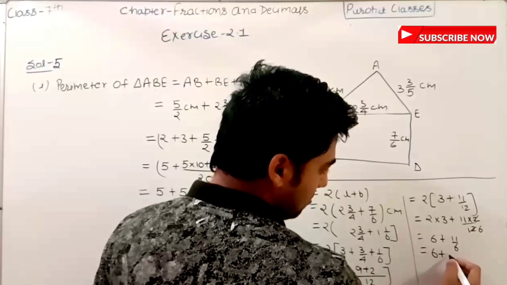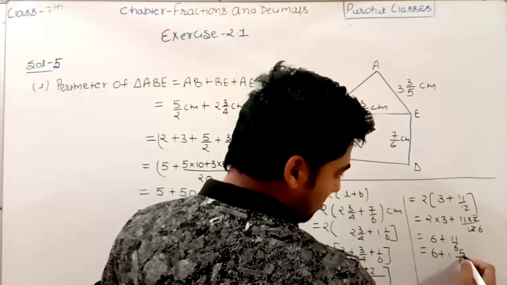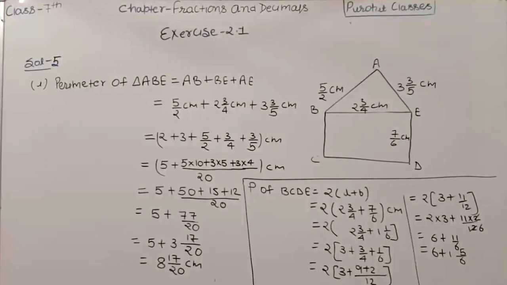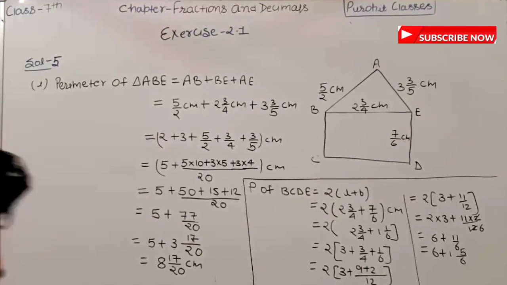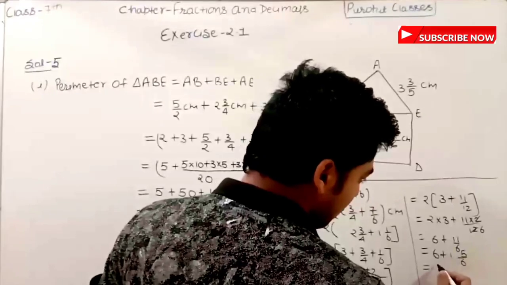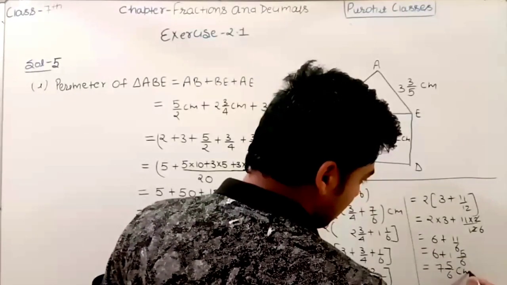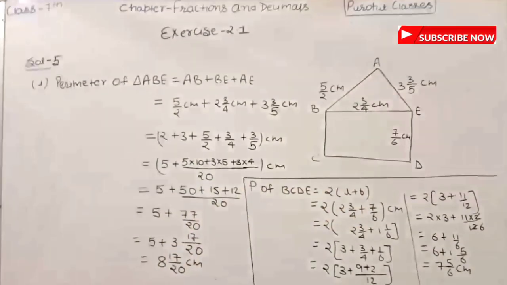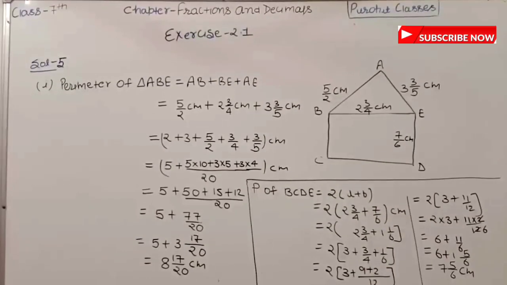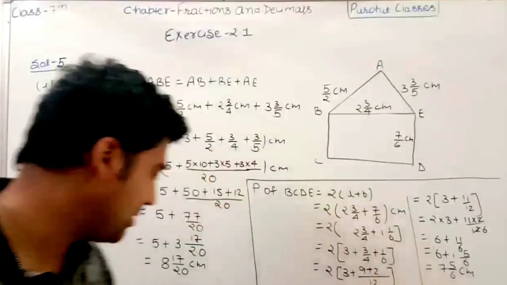So this will be 6 plus 1 whole 5 by 6. Is it visible up to there? So this will be 6 plus 1 will become 7, 7 whole 5 by 6 centimeter. Is it visible? 7 whole 5 by 6. Understood? Okay, so this is the perimeter of this one, and this is the perimeter of this one.